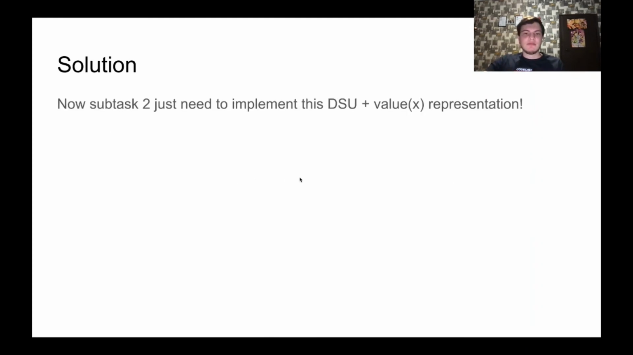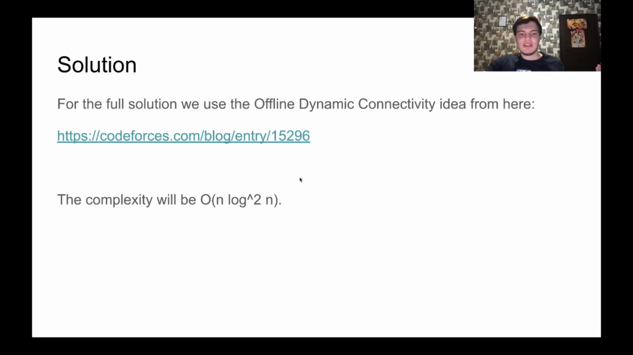And yeah, for the final subtask, we basically just need to use the previous trick, but we also apply the offline dynamic connectivity idea. And I have left a block here. It's a pretty nice way to convert some problems with additions and removals to just an offline version with just additions. But the only constraint is that our data structure should be able to revert its changes. By revert, I mean that it would be persistent, or we can do rollbacks on it.